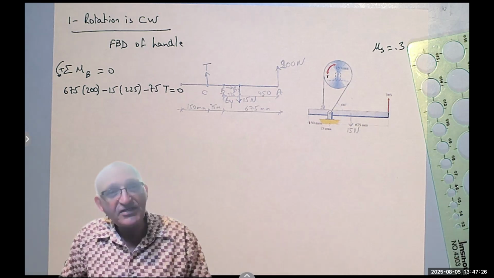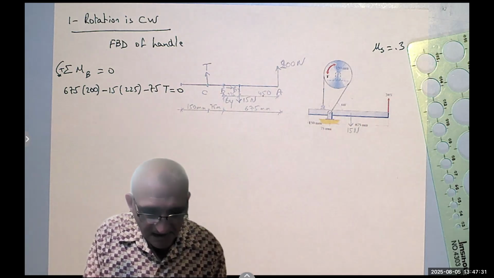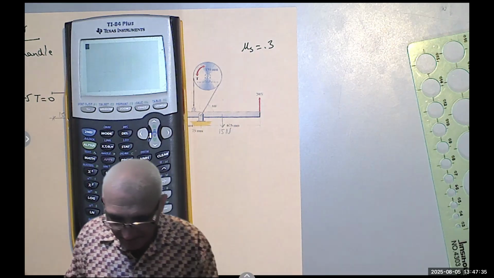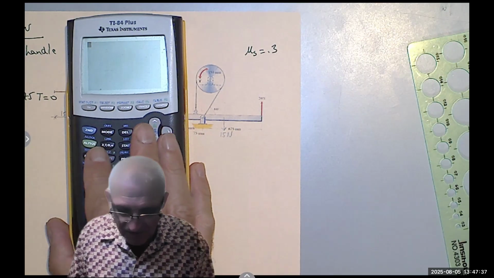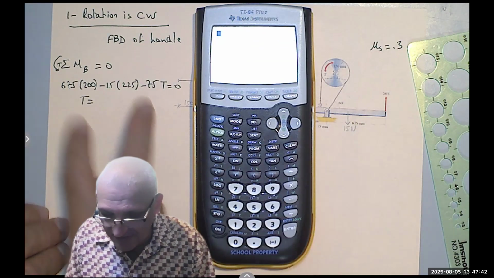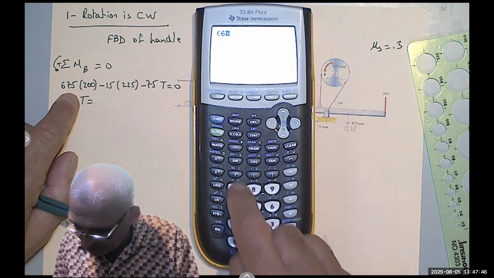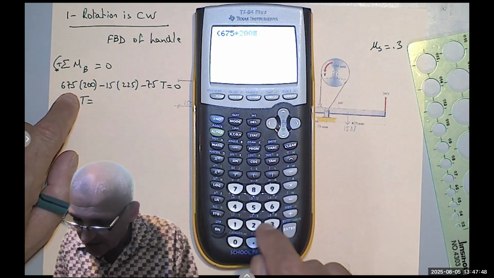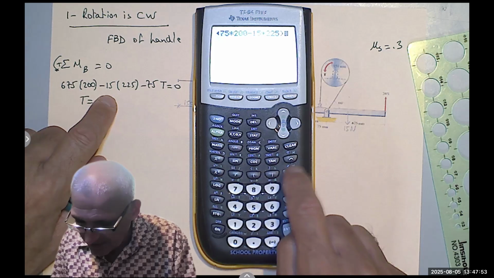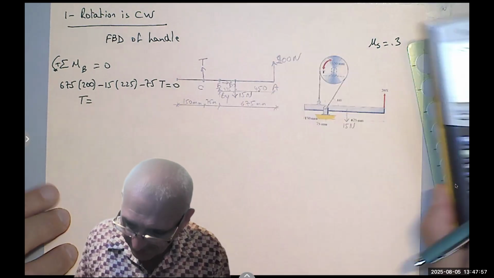All these numbers are divisible by 25. You can simplify if you want, or you can use the calculator and get done with it. I mean, it's not worth it. So t equals, when you move it to the right-hand side, it becomes 75t. So I'm going to evaluate that and divide it by 75: 675 times 200 minus 15 times 225, close parentheses, divided by 75. I get 1755 Newton.